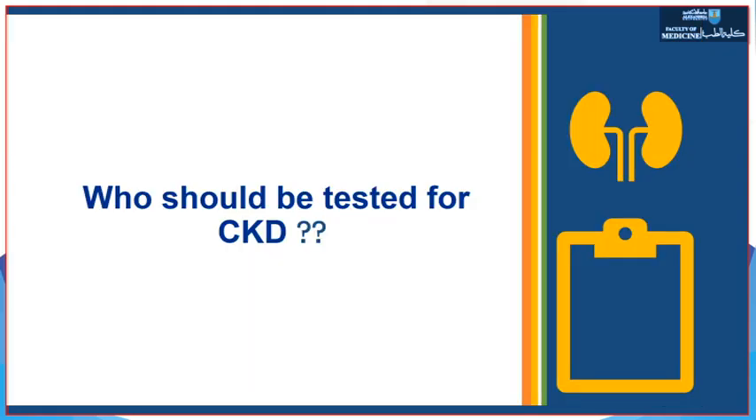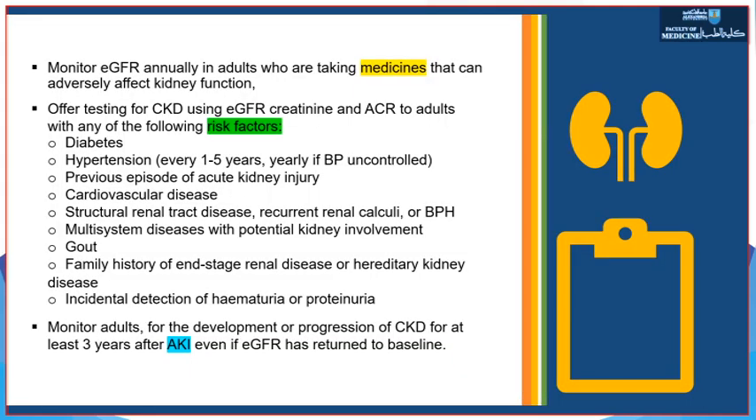The last question, who should be tested for CKD? You have to monitor the eGFR annually in adults who are taking medicines that can adversely affect kidney function. You have to offer testing for CKD using eGFR, creatinine, and albumin creatinine ratio to adults with any of the following risk factors, including diabetes, hypertension, previous episode of AKI, cardiovascular disease, structural renal tract disease, recurrent stone formation, for example, multi-system disease with potential kidney involvement, gout, family history of end-stage renal disease, incidental detection of hematuria or proteinuria.